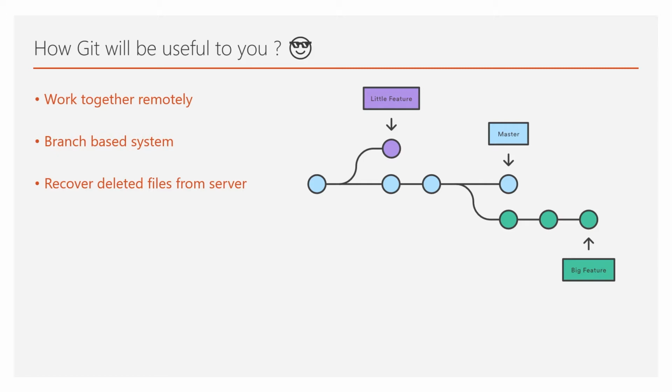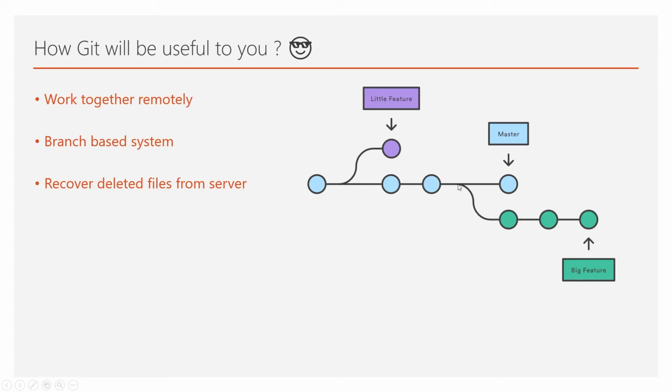Now you might be thinking how this Git will be useful to me. It may be useful to you by working together remotely with your friends. Git provides you a branch-based system, meaning you can create as many branches as you wish. In each branch you can implement some features.